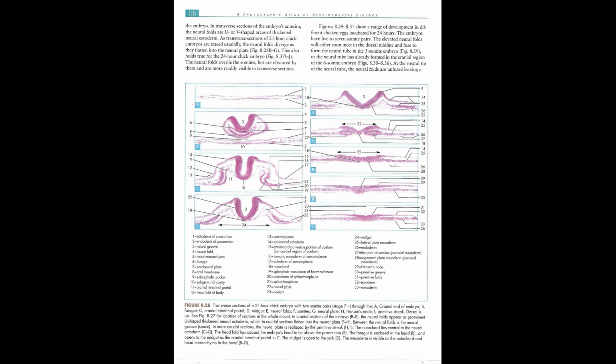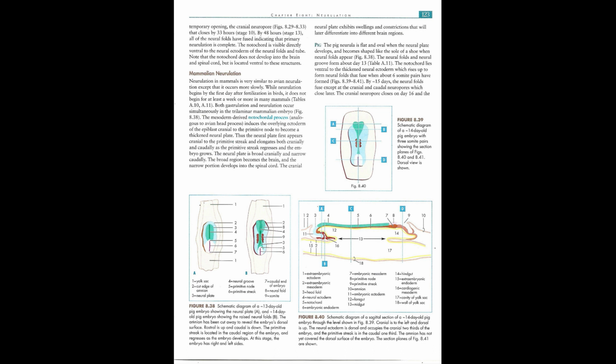The elevated neural folds will either soon meet in the dorsal midline and fuse to form the neural tube in the 5-somite embryo, Fig 8.29, or the neural tube has already formed in the cranial region of the 6-somite embryo, Figs 8.30 to 8.36. At the rostral tip of the neural tube, the neural folds are unfused, leaving a temporary opening, the cranial neuropore, Figs 8.29 to 8.33, that closes by 33 hours, stage 10.